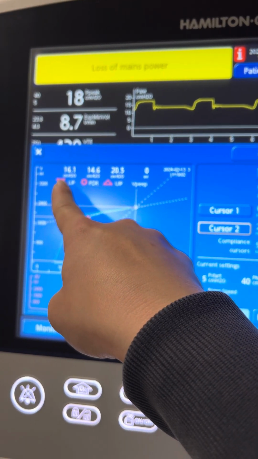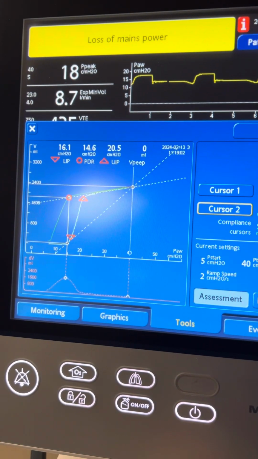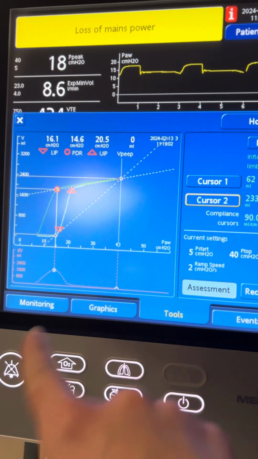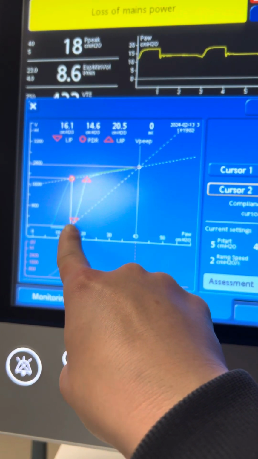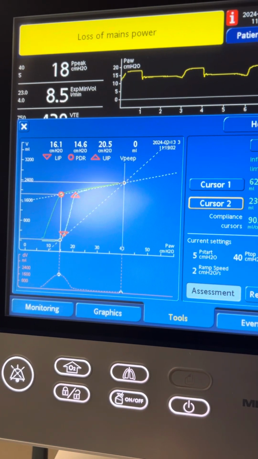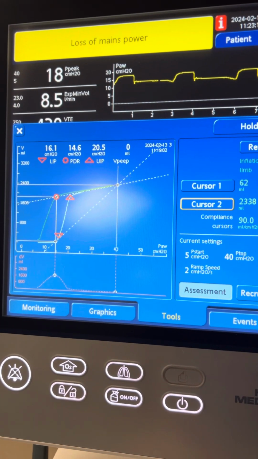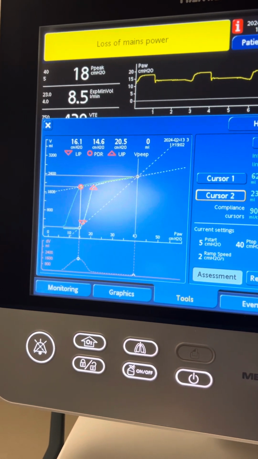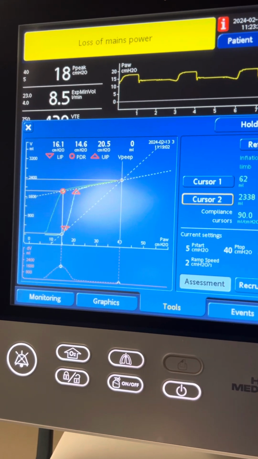That's going to be on the inflation limb, and that's just going to be where you see that rapid rise in volume on the inflation limb. And then you have your point of de-recruitment, which is 14.6. It's automatically measuring it for you, but you can also use your cursors to measure it because it doesn't always capture it. That's on the deflation limb.